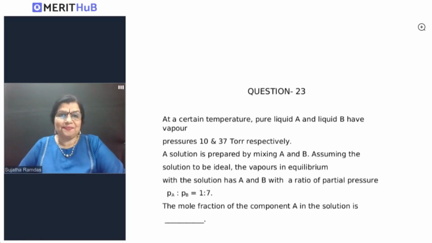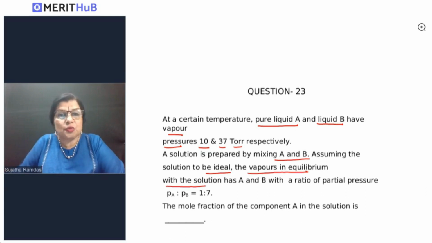Let's read the question. At a certain temperature, pure liquid A and liquid B have vapor pressures 10 and 37 torr respectively. A solution is prepared by mixing A and B. Assuming the solution to be ideal, the vapors in equilibrium with the solution has A and B with a ratio of partial pressures PA is to PB is equal to 1:7. The mole fraction of the component A in the solution is.